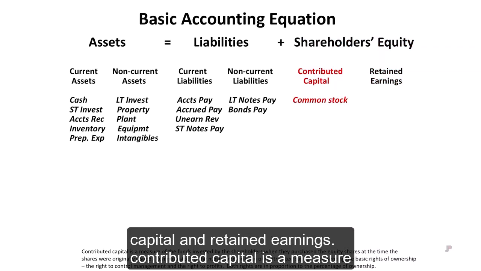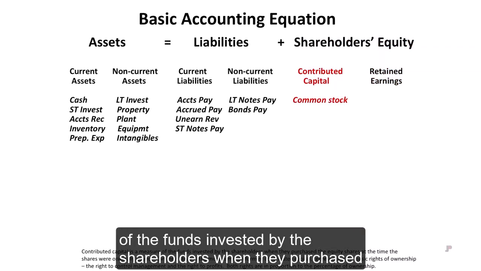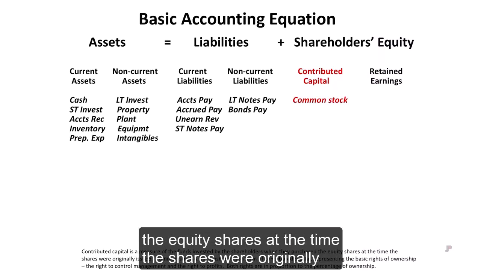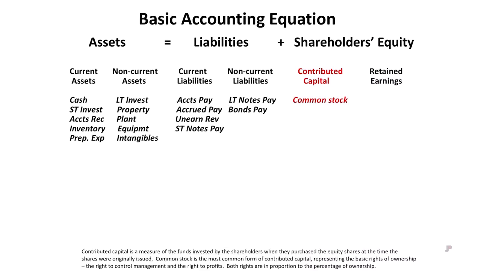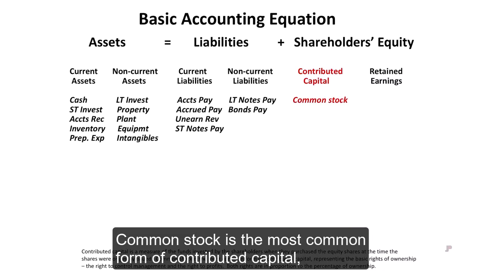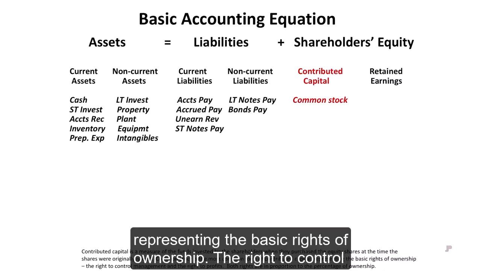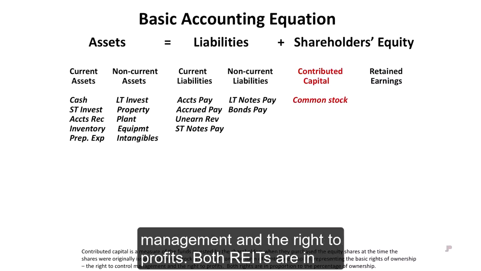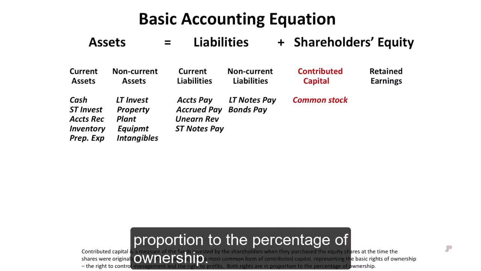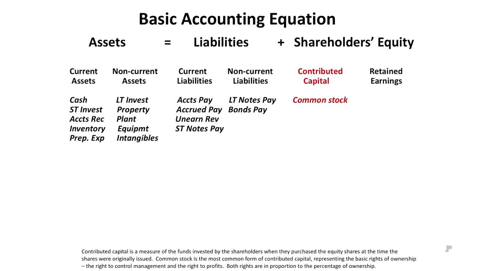Contributed capital is a measure of the funds invested by the shareholders when they purchased the equity shares at the time the shares were originally issued. Common stock is the most common form of contributed capital, representing the basic rights of ownership, the right to control management, and the right to profits. Both rights are in proportion to the percentage of ownership.